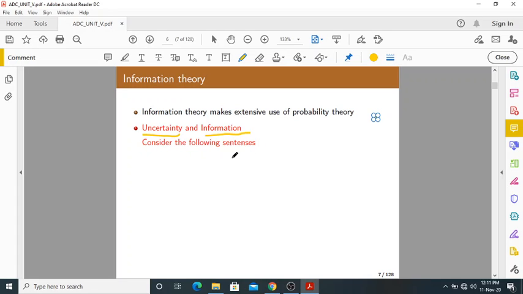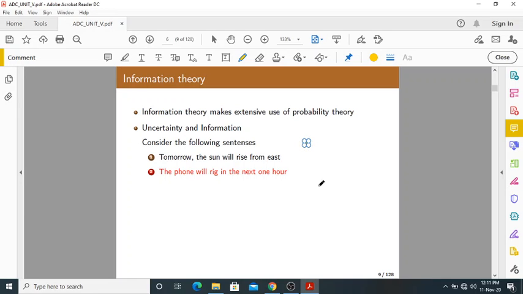So let us take the following sentences. The first sentence is: tomorrow the sun will rise from the east. The moment you heard this sentence, what can you say about it? We know that this is a universal truth, which means this event occurs with a probability equal to 1, or you can say that this is a certain event. That is sentence 1.